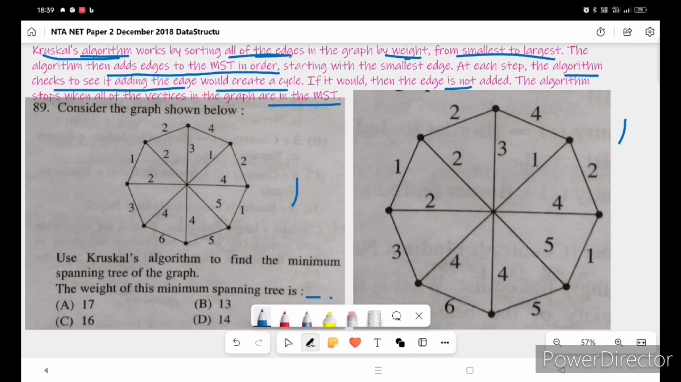For the Indian NET examination, each question we can solve within a maximum time limit of 2 minutes or 1.5 minutes. What does Kruskal's algorithm say? You have to sort all the edges. For this purpose, you need not waste your time. You just name the vertices. You have to find the edge with the shortest weight.